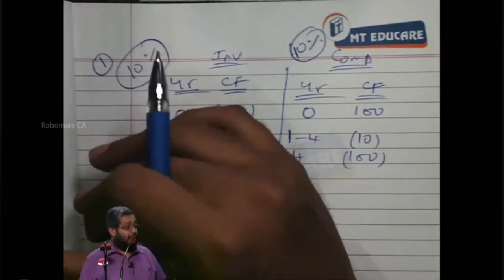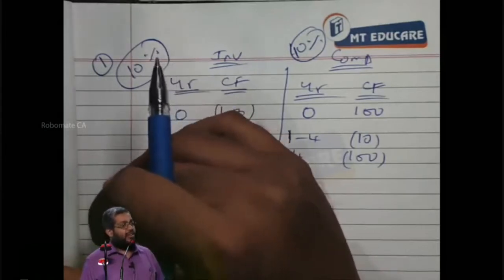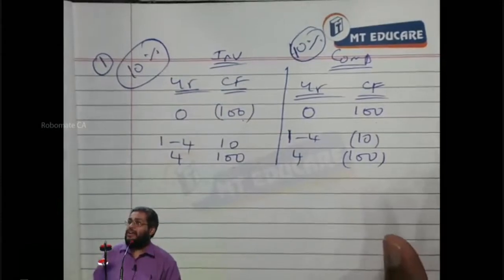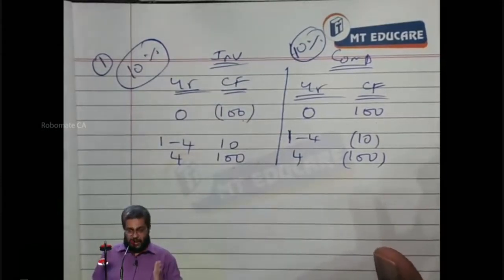What is yield to maturity for the investor can be the cost of capital for the company. Prima facie, I am discussing point number one. Are you following or not? Yes, sir. First angle, are you able to understand or not?